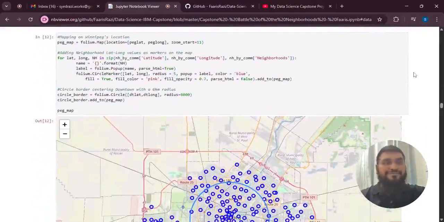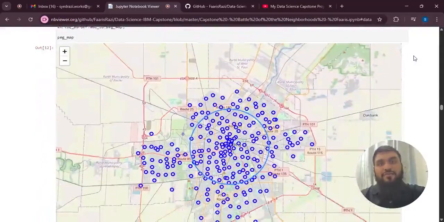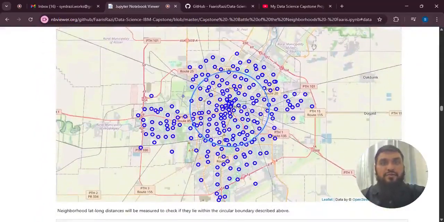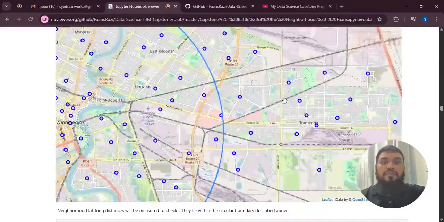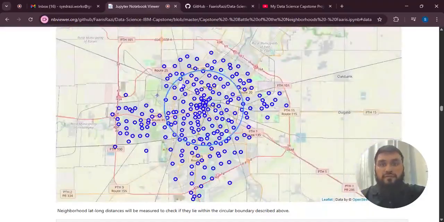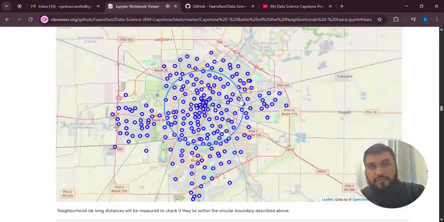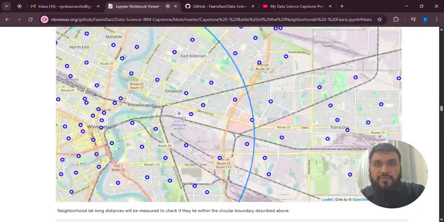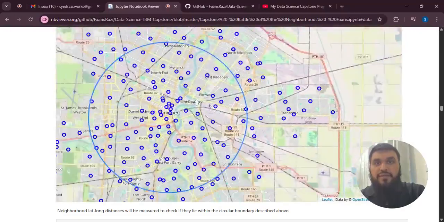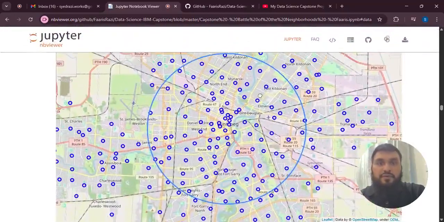And here it is. So as you can see, these are all the coordinates, basically all the neighborhoods throughout the city of Winnipeg. One interesting thing you might see is this blue circle in the middle. So what do you think that is? Yes, so this is centered around downtown Winnipeg.